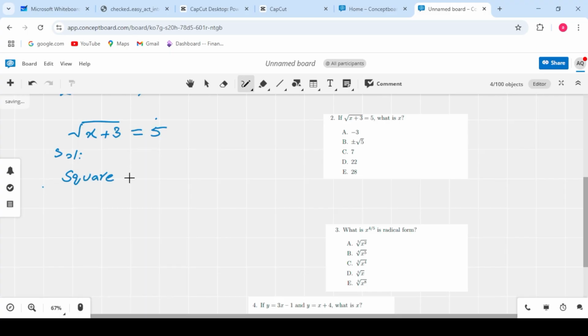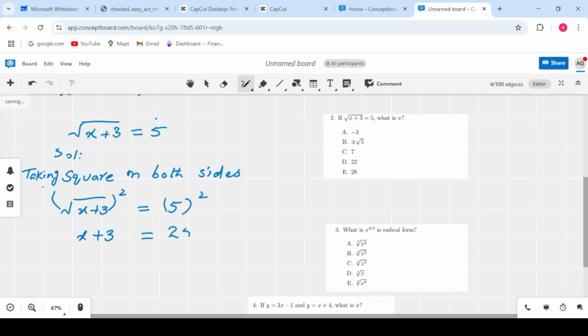So we will take the square on both sides to remove the square root. The equation is √(x + 3) = 5, so we will take the square on both sides. Here the square root and square cancel each other. So we have x + 3 = the square of 5, which is 5 multiplied by 5, which is 25.